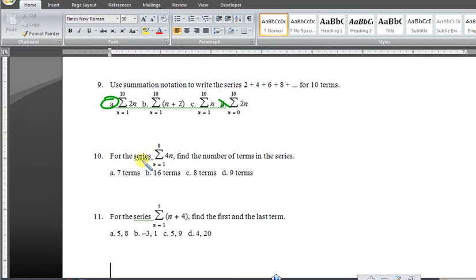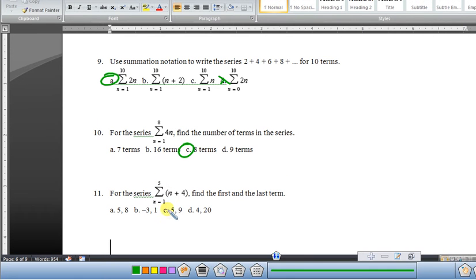Okay, now this one's a fairly cut and dry question. It says for the series, find the number of terms in the series. Well, that is a giveaway because the lower bound is 1 and the upper bound is 8. So there's going to be 8 terms.